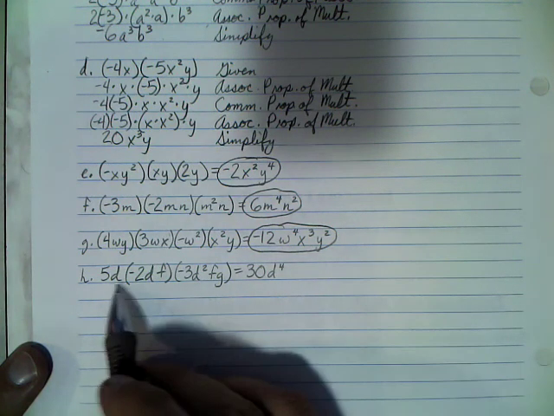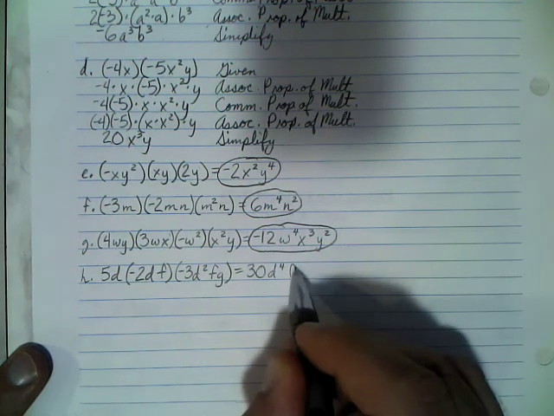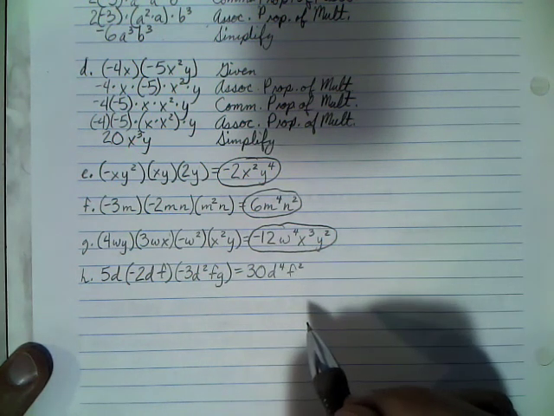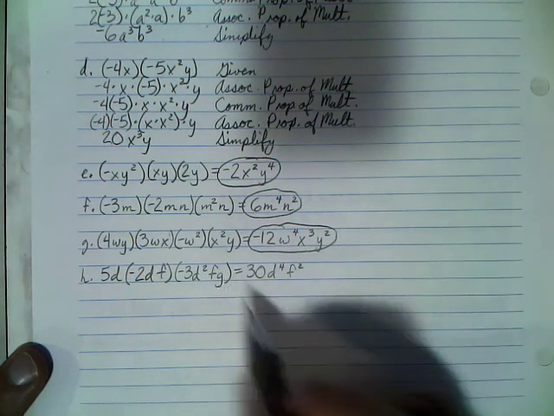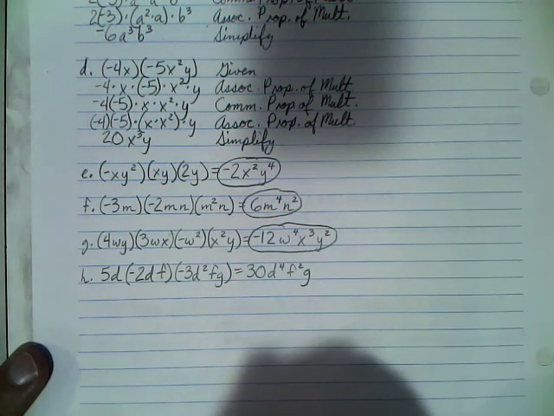Look at my f's. I don't have any f's. I got 1 here, I got 1 there. Well, f times f is f squared. And then finally for my g's, well, I've only got the 1. So, well, I'll still just have the 1. So 30d to the 4th f squared g.